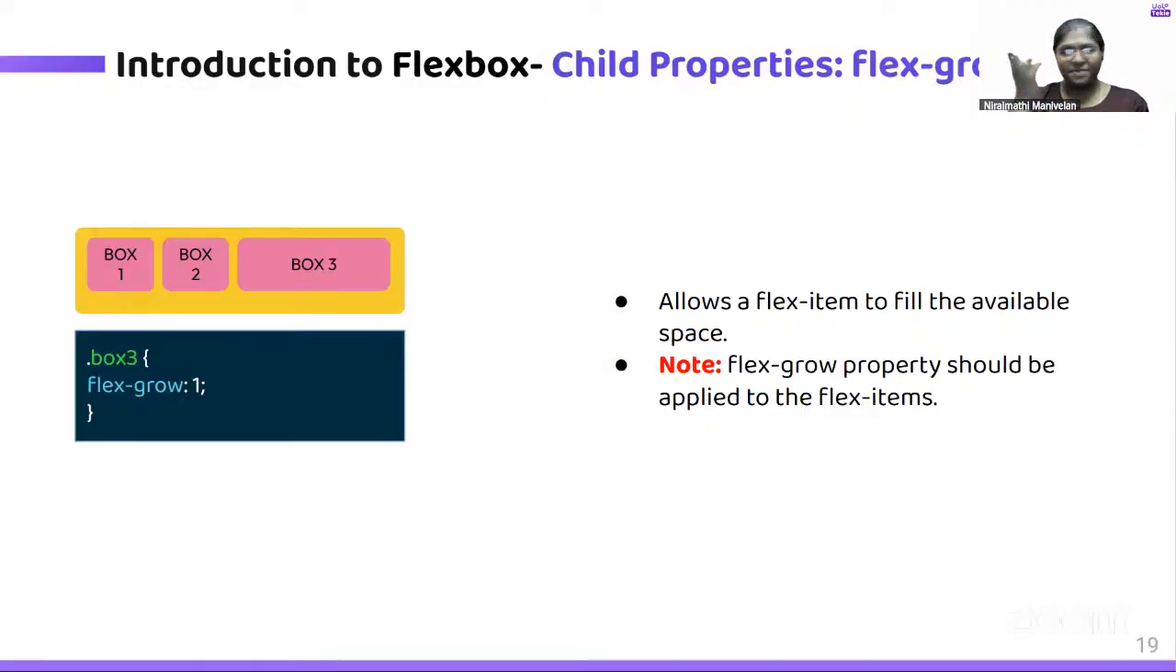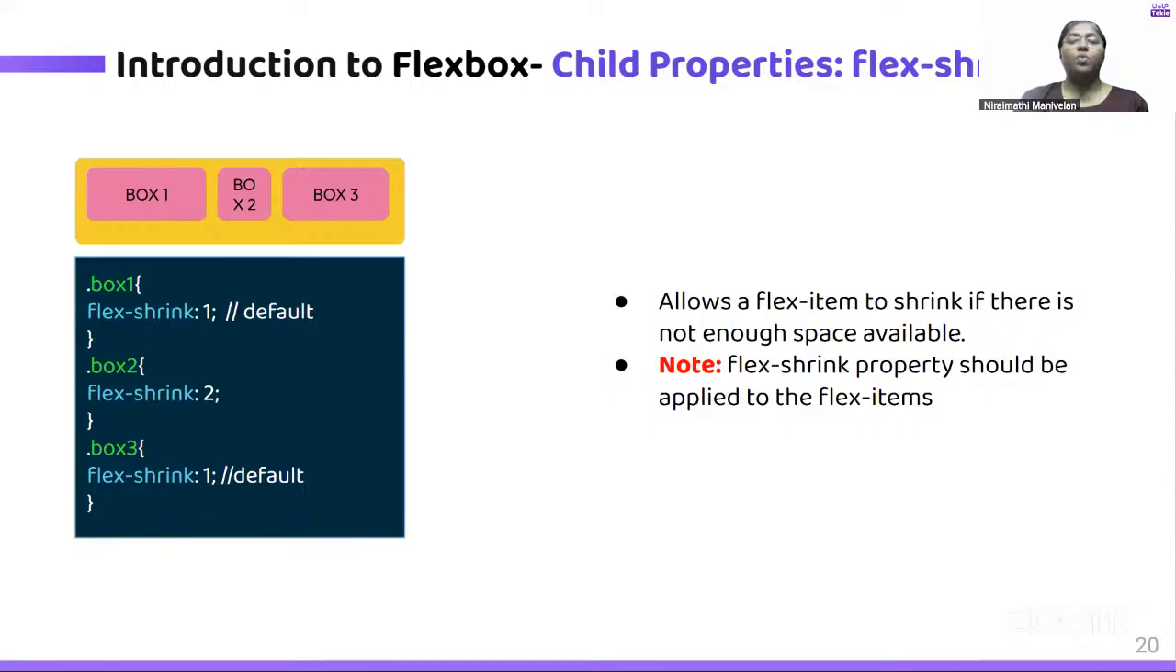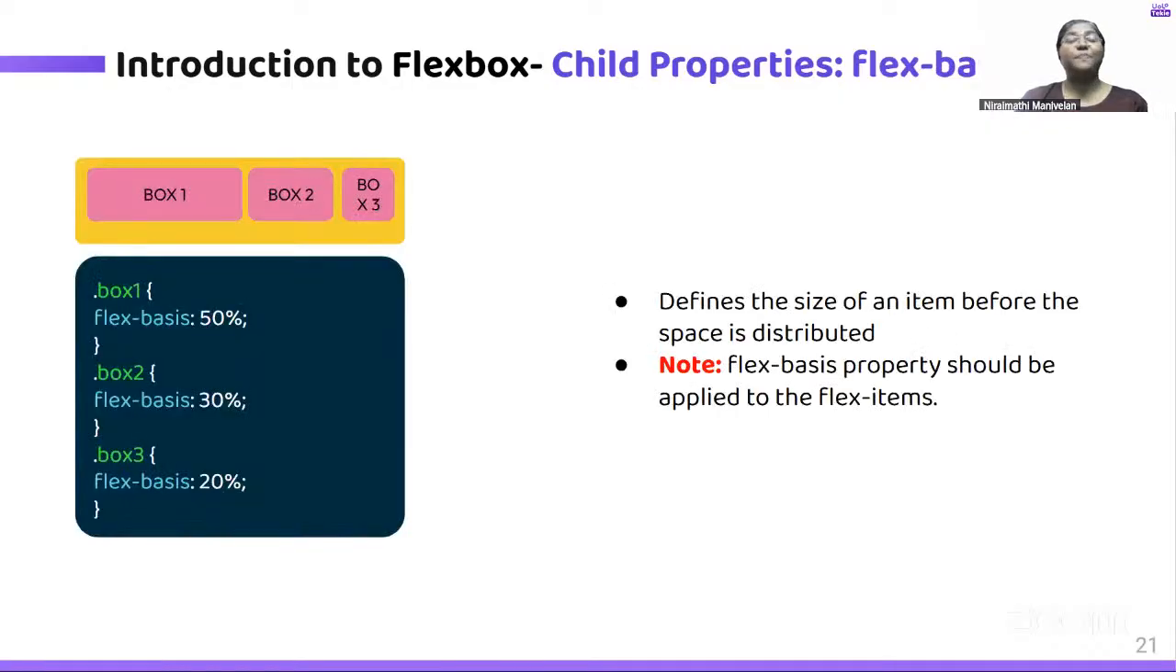If there is a space available, it will fill that space by growing. Then we have flex shrink, which will shrink if there is not enough space available. Then flex basis. It defines the size of an item before the space is distributed. So these properties we can apply only for the items, that is child items inside your parent container.